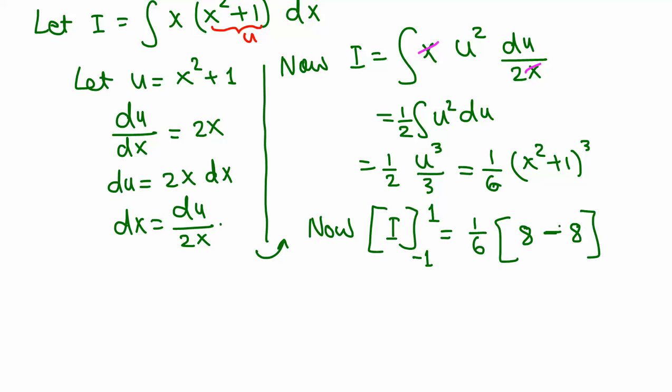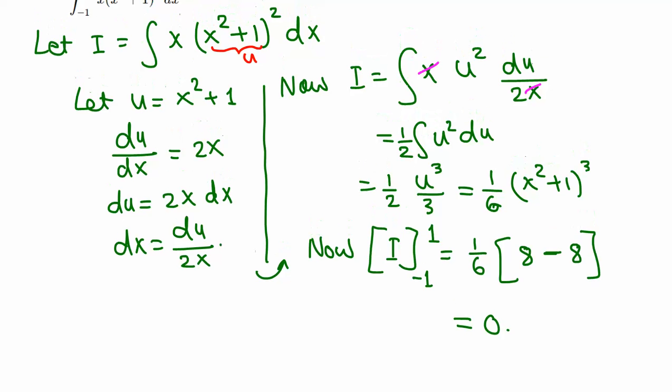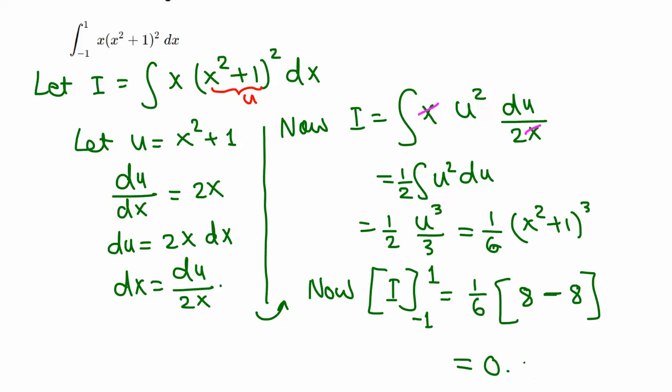8 minus 8 is 0, and 0 times 1/6 is 0, so the definite integral is 0. Final.